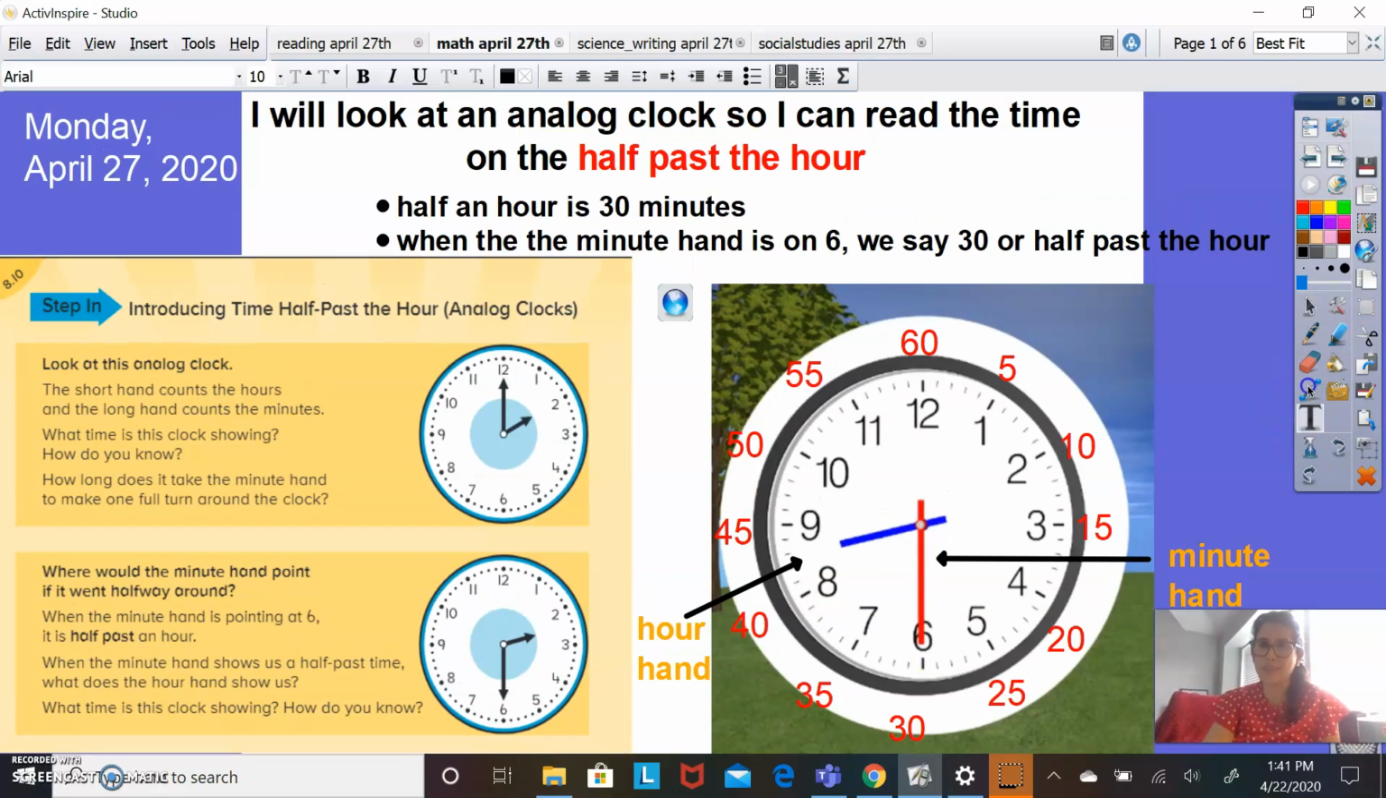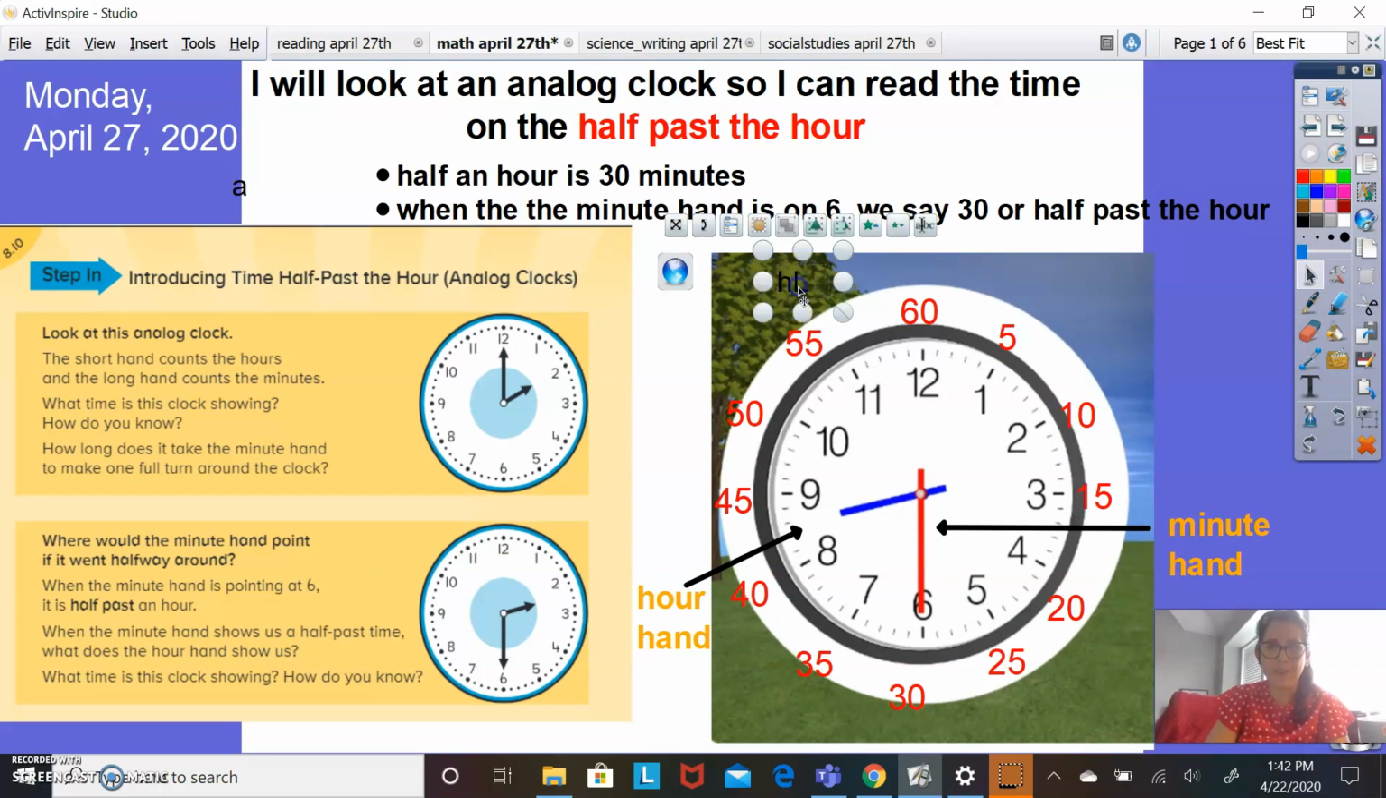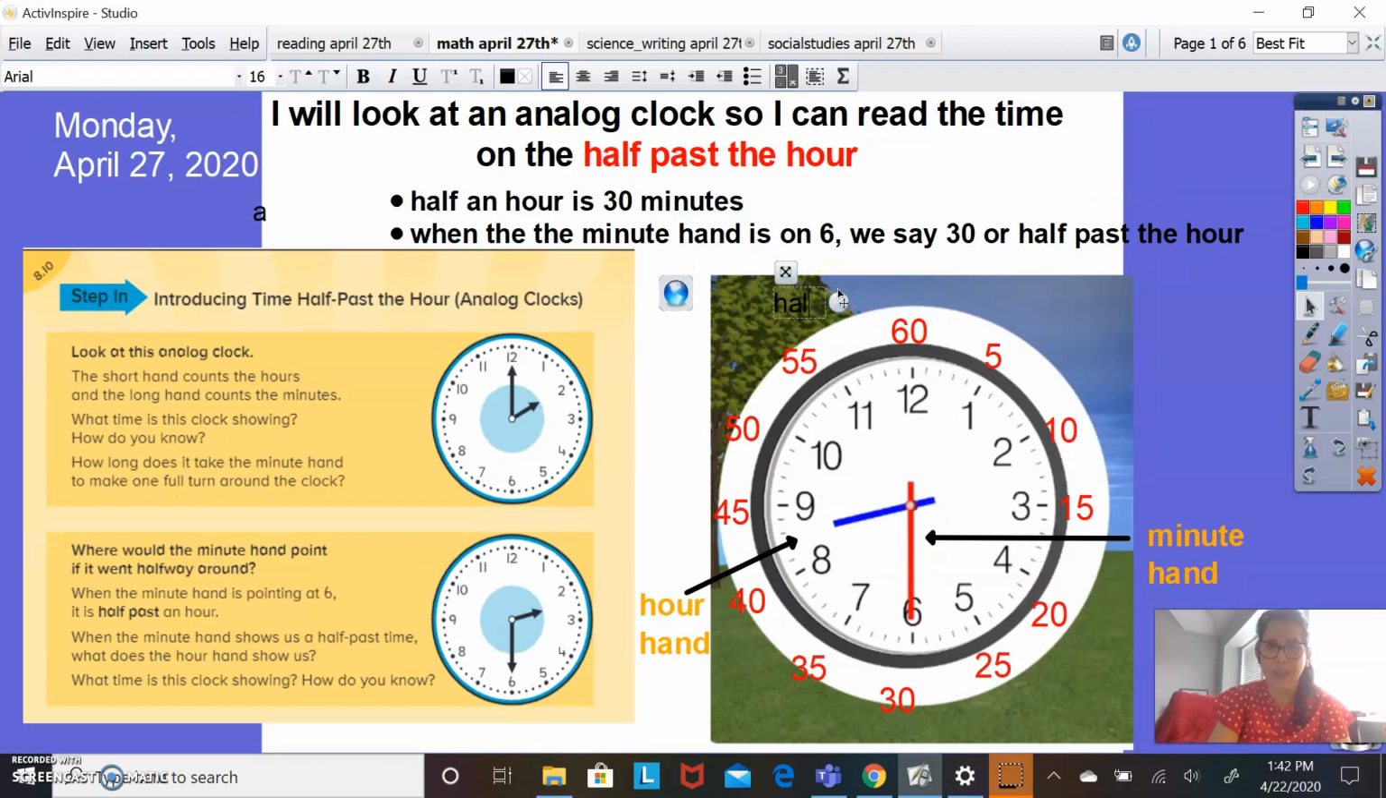That's correct. So we'll just go ahead and type that in here. So it would look like this. We would say half past 8 o'clock is what this clock reads, half past 8 o'clock. Okay, so now this is the analog clock.